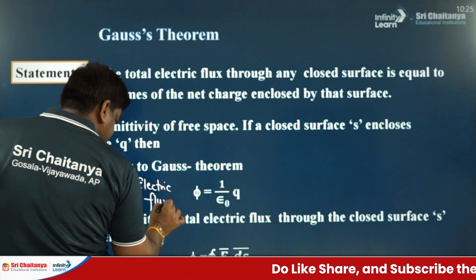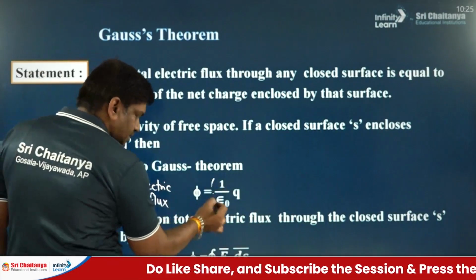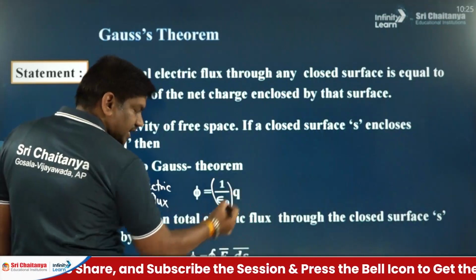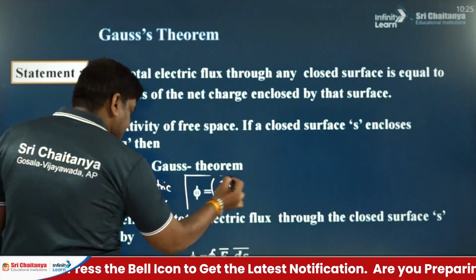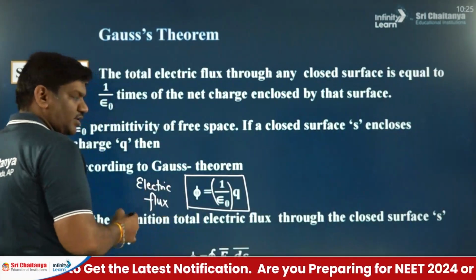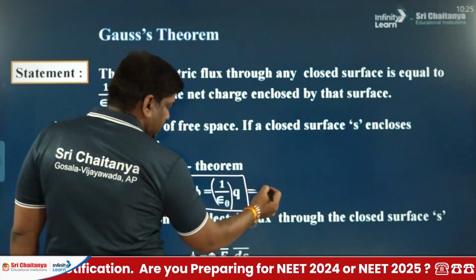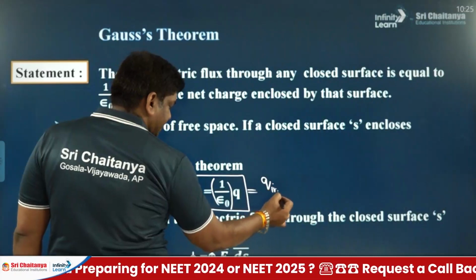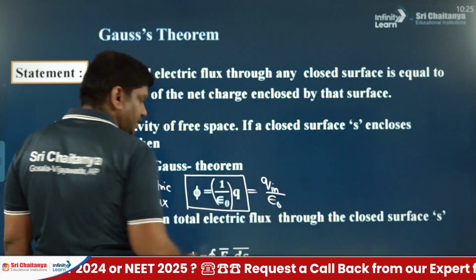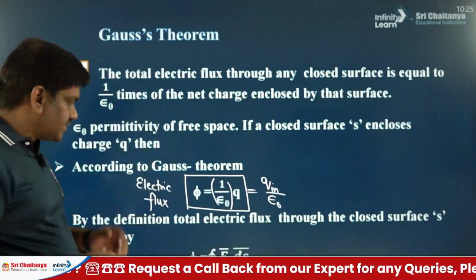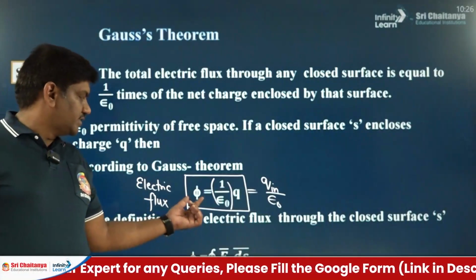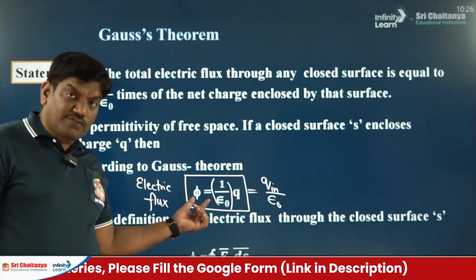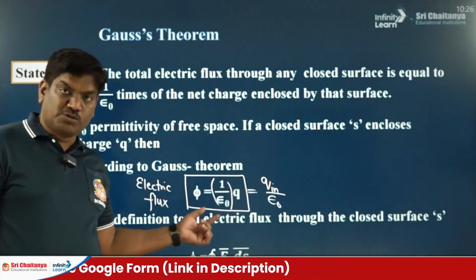And according to the statement, it is 1 by epsilon naught times the charge which is enclosed by that surface. So the statement is that phi is equal to 1 by epsilon naught times Q, or you can simply write it as Q inside by epsilon naught. Q inside means the charge which is enclosed by that surface. I will discuss that. And now you will say, sir, this is electric flux, but is there any other formula apart from this Q by epsilon naught?